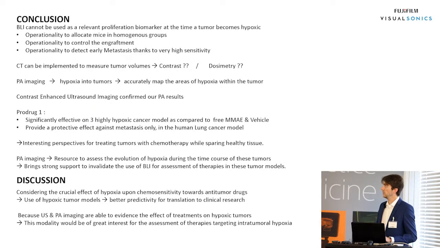So as a conclusion, bioluminescence cannot be used as a relevant proliferation biomarker at the time a tumor becomes hypoxic, but it's useful to allocate mice in homogeneous group, but also to control the engraftment, the early engraftment, and to detect the early metastasis. CT scan can be implemented to measure tumor volumes in the lung cancer model. However, we have to be careful about the contrast and also the dosimetry received by the tumor.